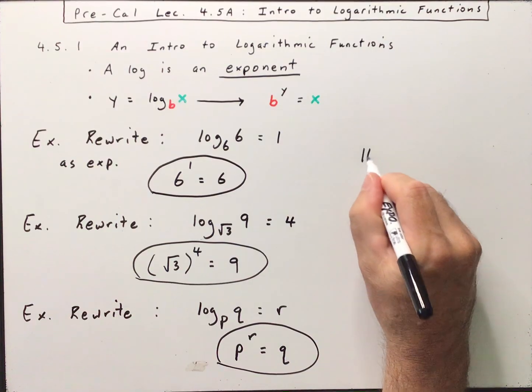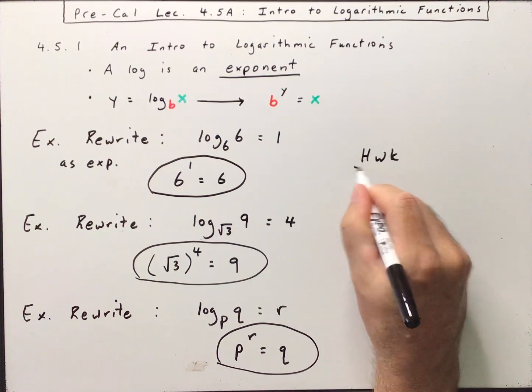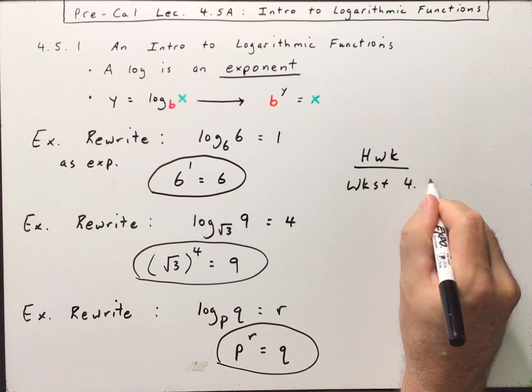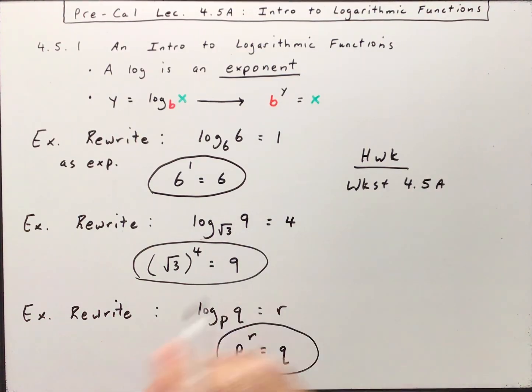The homework is worksheet 4.5a. Let me glance at that and see. It's 12 problems of doing just what we've been doing. So I don't really see any that I'm just going to give you any hints for. So give it a go, and we'll talk about it on the solutions video.